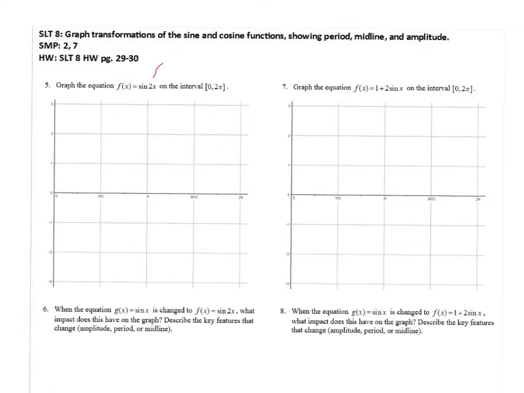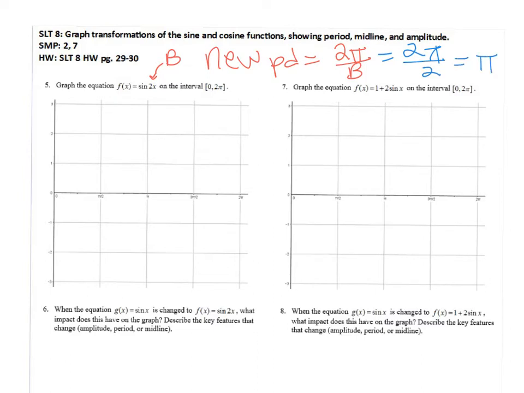This dilation value, we're going to call it b. So when you want to find the new period, we're going to take 2 pi and divide by b. So in this case, 2 pi divided by 2 is now pi. So what's going to happen is we're going to get a whole period in between 0 to pi.